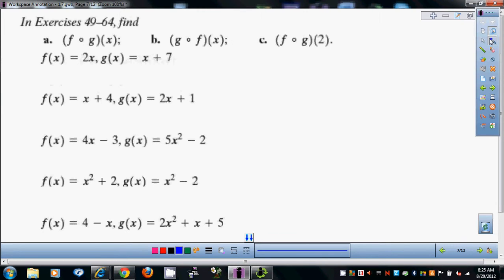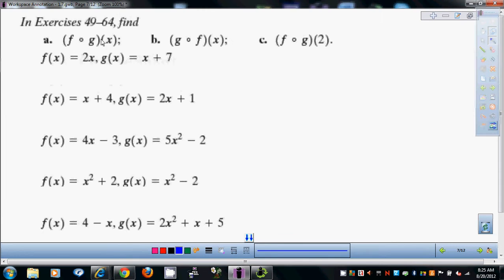Compositions. When you compose, which is what this little circle is, this is not a times. This little circle means you're going to compose, that's just the vocabulary word, g onto f. Okay? Here's what you do there. You literally evaluate one function at the other one.